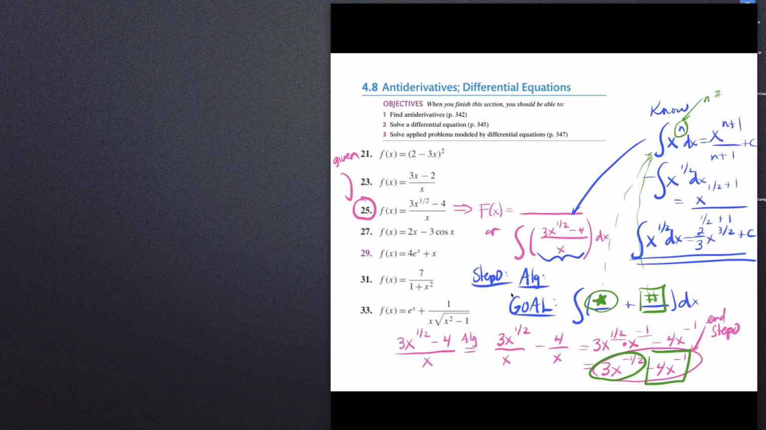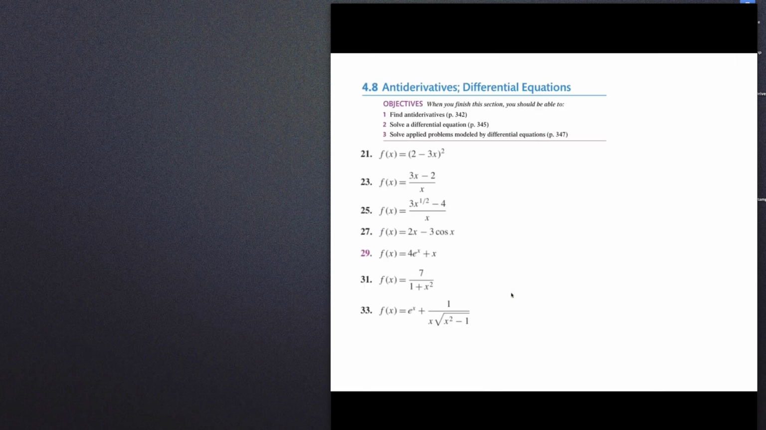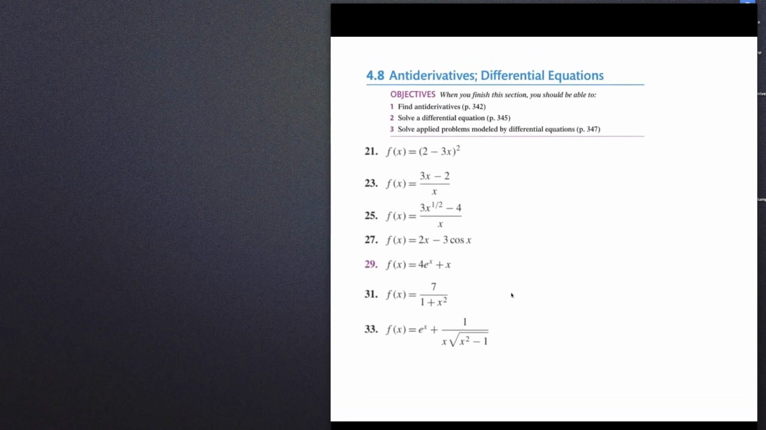Okay, so now we can complete this problem. I'm going to just add another page below this one. So we have done the algebra necessary. We've shown that f of x is equal to 3x to the -1/2 power minus 4x to the -1. And now we are ready to compute the antiderivative of it.